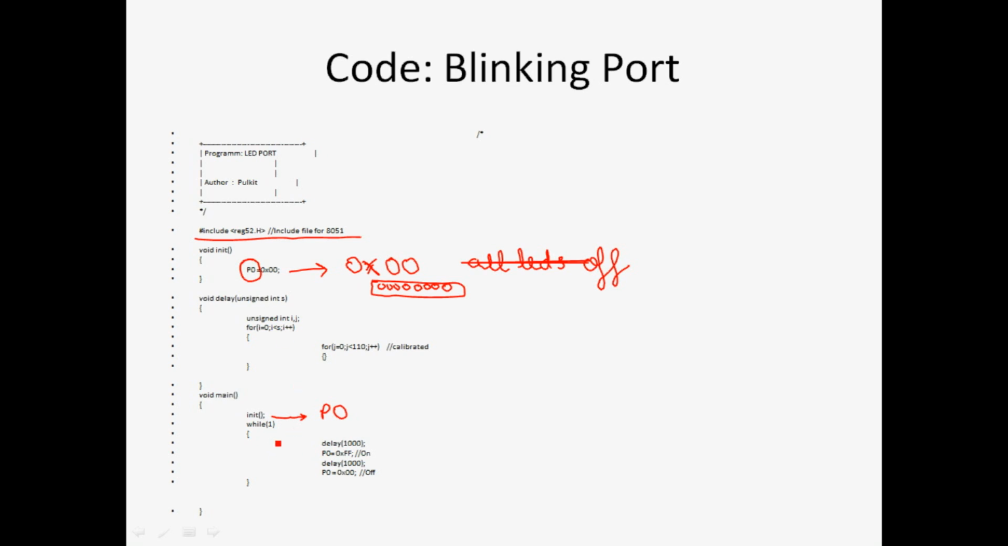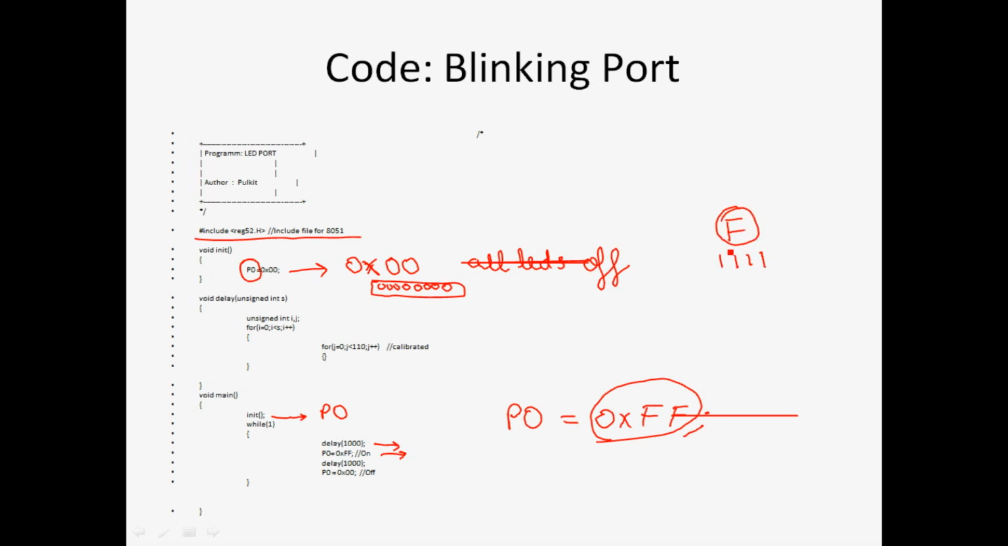Now while(1) is used in embedded programs, as I have told you. Now what I have done: delay, and after delay, on. Let's see what exactly is being done in on. P0 is equal to 0xFF. So what is 0xFF? You must know that F stands for 1111 in binary.